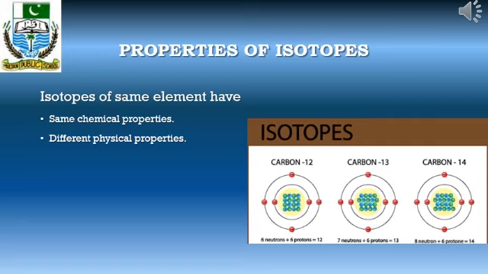Isotopes have different numbers of neutrons, so physical properties are affected by mass. That depends upon the number of neutrons. Isotopes have different masses and therefore different physical properties. For example, hydrogen 2 has a slightly higher boiling point and density as compared to hydrogen 1.